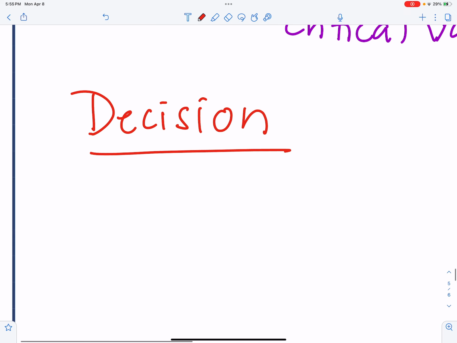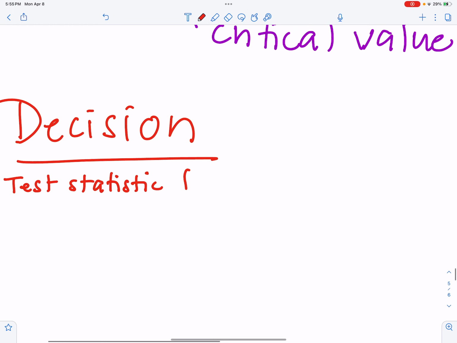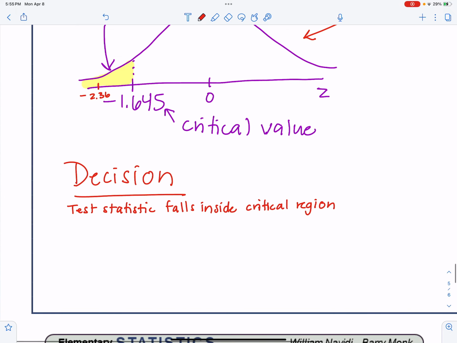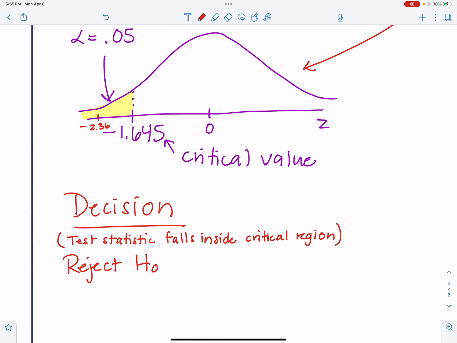What's important about that is that my test statistic falls inside the shaded critical region. And when that happens, our decision is to reject the null hypothesis. If our test statistic had fallen in the unshaded region, if it had been, say, -1, then we would have said fail to reject the null hypothesis.